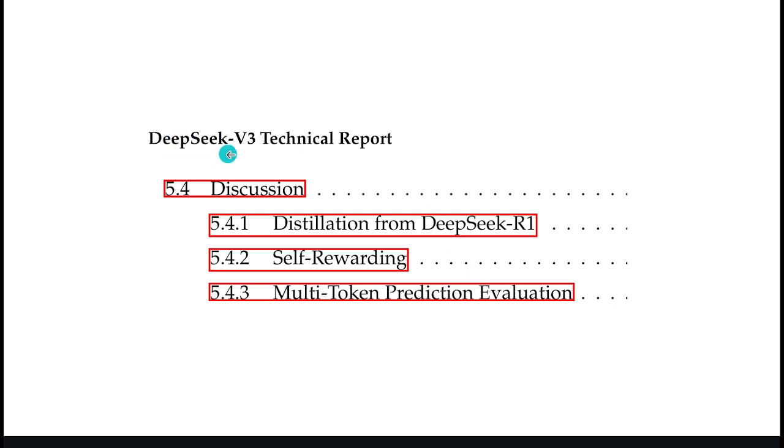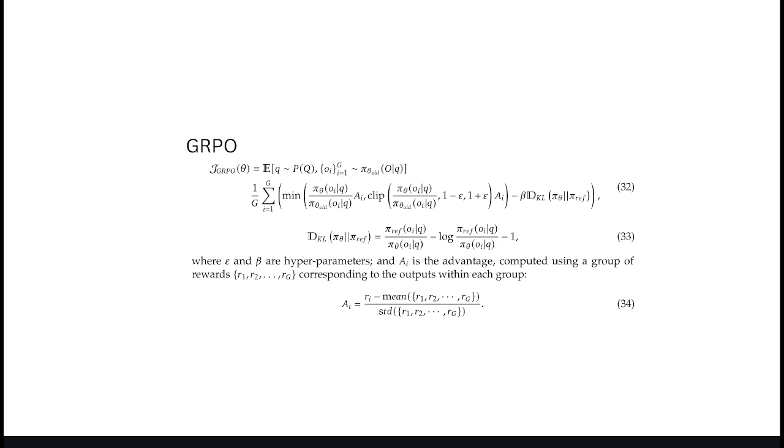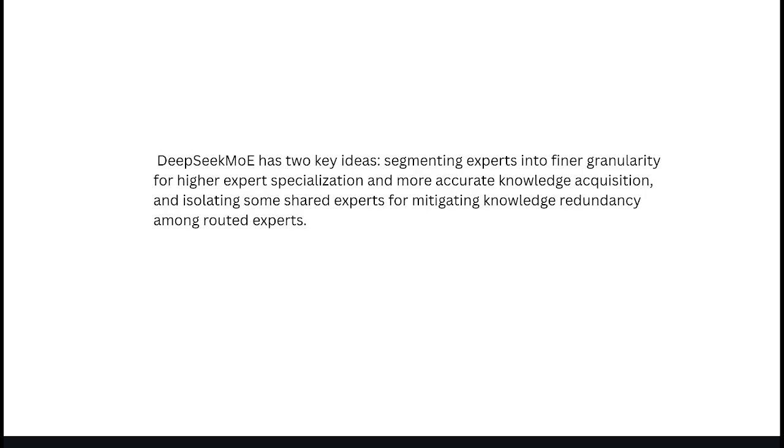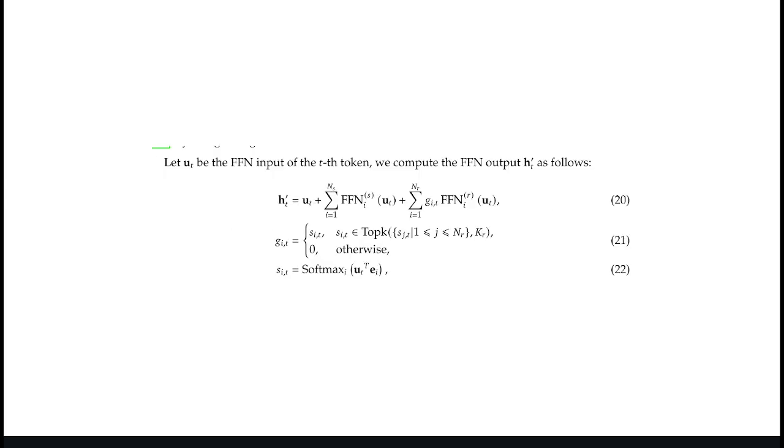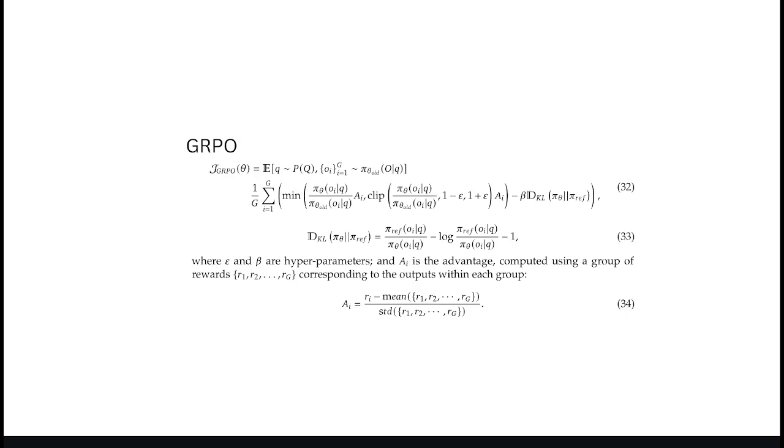So what's the difference between DeepSeek v3 and v2 that we just mentioned? Not much. Architecture-wise, they are exactly the same, but they have a lot of different handling in the data preparation. For example, it has a distillation from DeepSeek R1, several rewarding methods, and multi-token prediction evaluation. For the architecture, most of the interesting parts, like GRPO, DeepSeek MoE, and MLA, multi-head latent attention, were all introduced in DeepSeek v2, not in v3. And v3 also uses them as well.